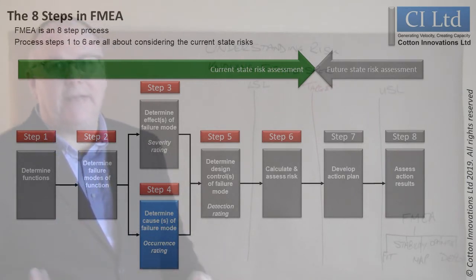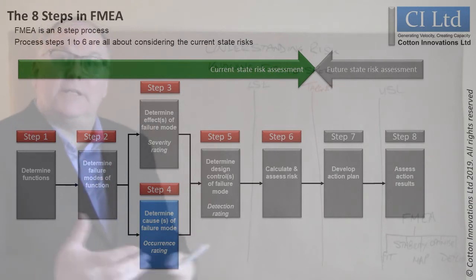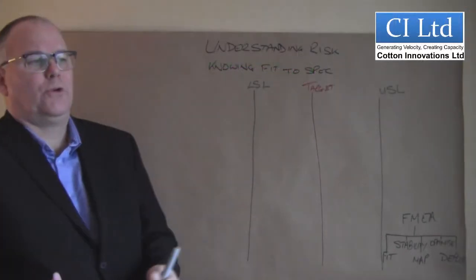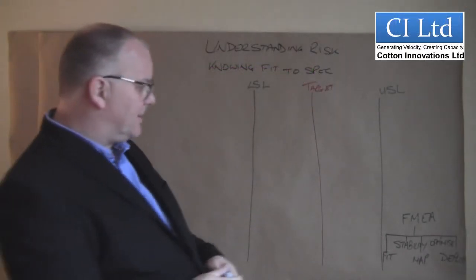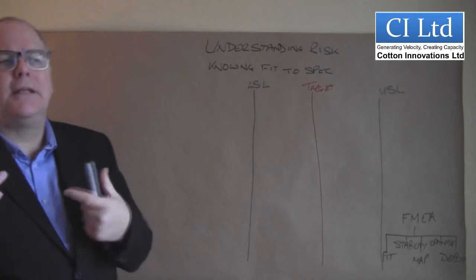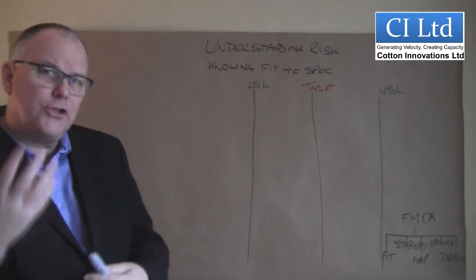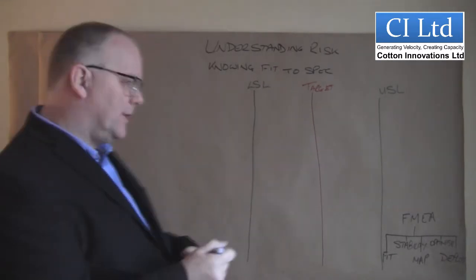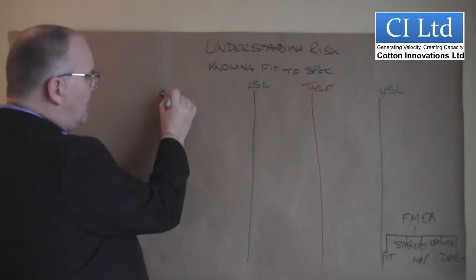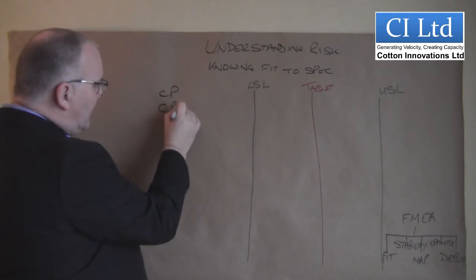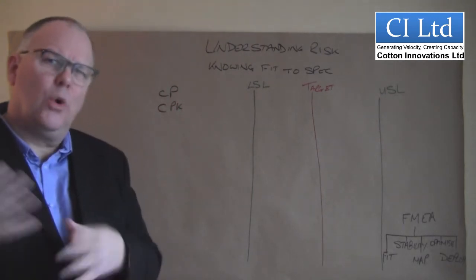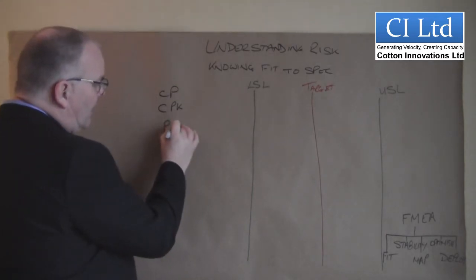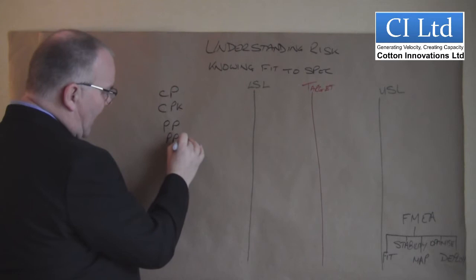Now, why do I need to know that? If I'm managing risk, I'm looking at a special cause or a common cause. Common cause, it happens all the time. Special cause, we're looking at a one-off event. So when we're talking about fit to specifications, there's two terms we need to understand, and those two terms come in two categories. There's what's called a CP or a CPK, and we need to understand what those terms mean. Those terms can also come in two other categories, a PP and a PPK.